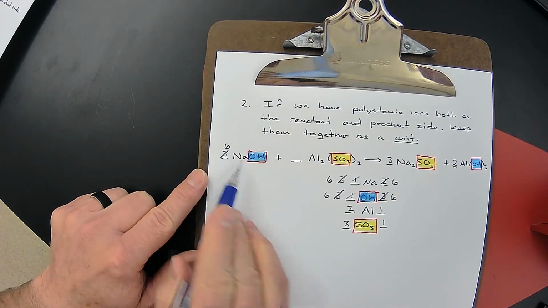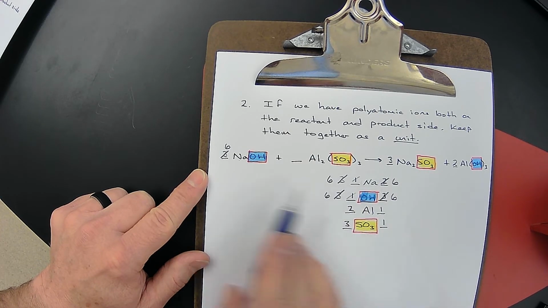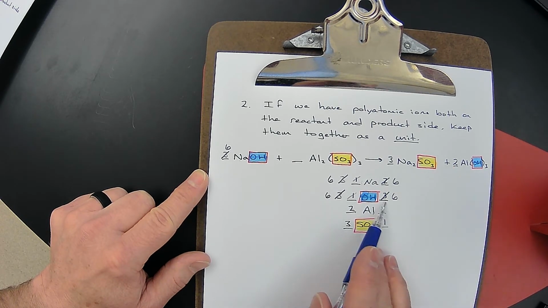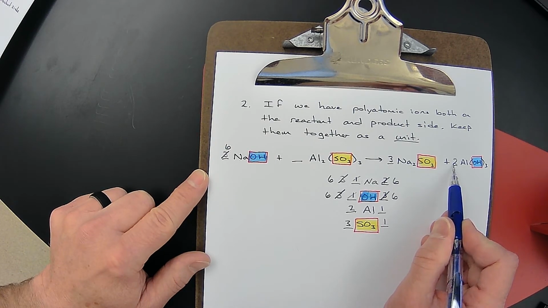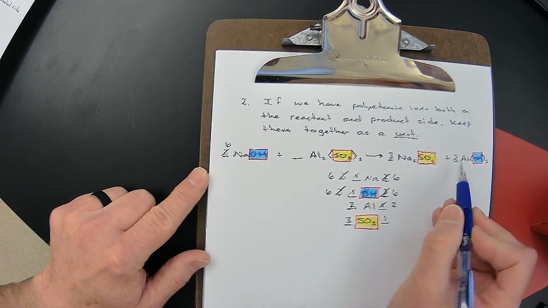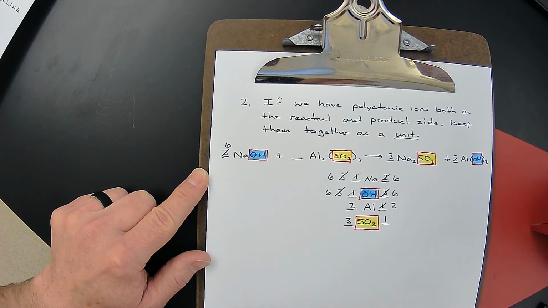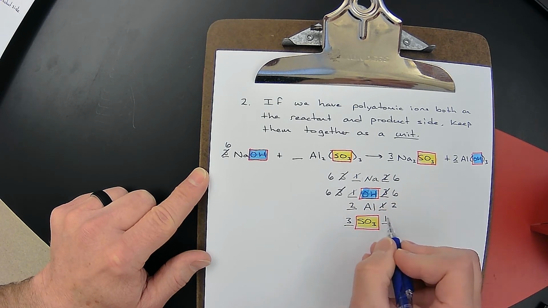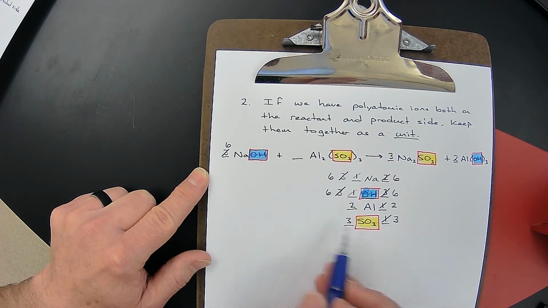So there's 6 NAs on the reactant side and 6 NAs on the product side. There's 6 OHs on the reactant side. There's 6 OHs on the product side. And now notice when I put the 2 right there, I need to change the ALs, so the ALs change to 2, which is fantastic because I have 2 ALs on the other side, so it fixed itself. And on this product side also, I have 3 SO3, so I need to cross that out and put a 3, which fixed itself, which is fantastic.